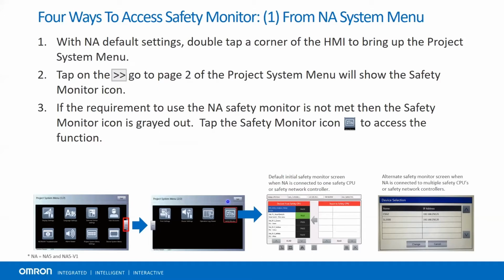If the requirement to use the NA safety monitor is not met, then the safety monitor icon will be grayed out. If the safety monitor icon is not grayed out, tap on it to access the safety function monitor. This is the default initial safety monitor screen when the NA is connected to one safety CPU or one safety network controller. And this is an alternate safety monitor screen when NA is connected to multiple safety CPUs or multiple safety network controllers.